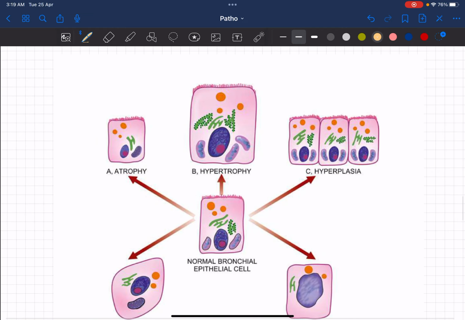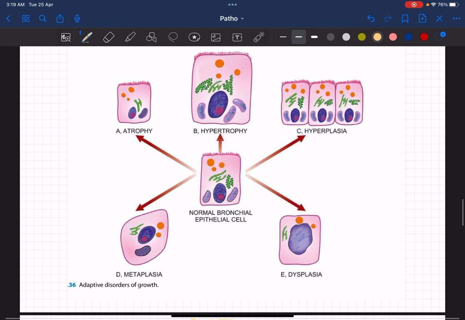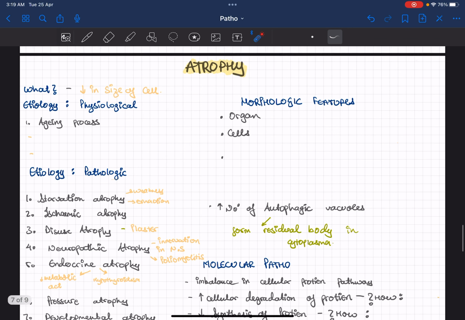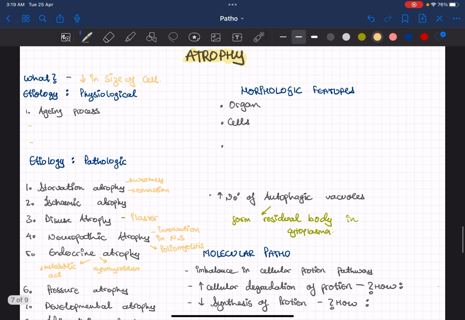So let's see the diagram. This diagram is the perfect representation of cellular adaptations. Like you can see, it is decreased cell size, it is increased cell size in the cell. This one cell has divided into three cells in hyperplasia. In metaplasia, it has changed its shape altogether, and in dysplasia, it is something different. So let's start with atrophy.